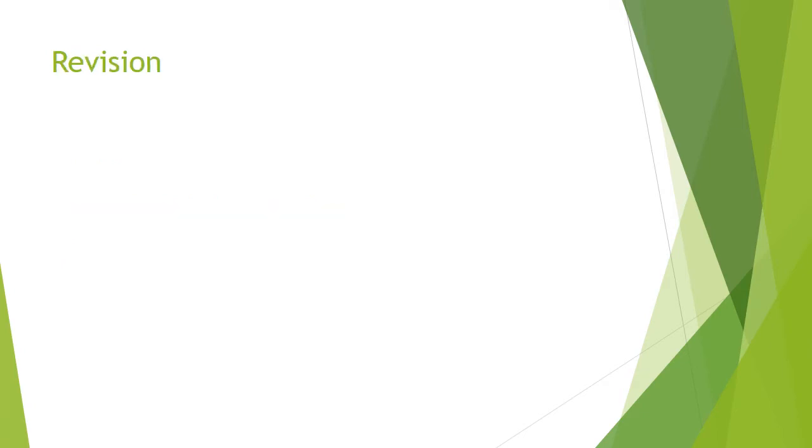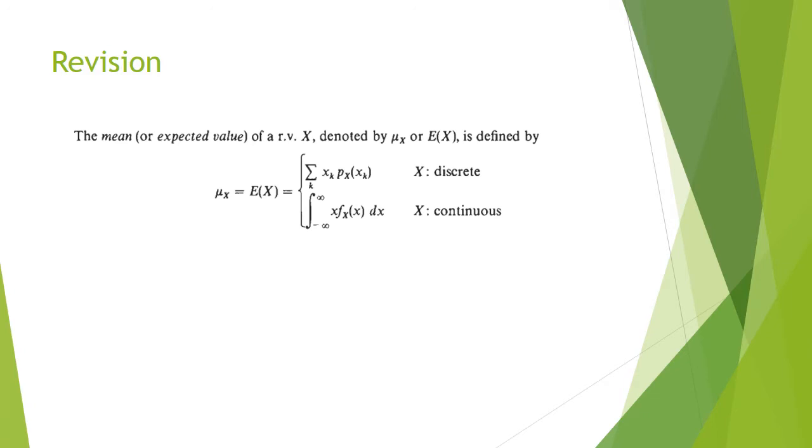So coming to revision, we have so far seen that the mean of a random variable is given by mu x, or it is called expectation of x, which will be summation over k of xk p of xk. We have denoted it as fx of xk, so it can be denoted either as probability of xk or fx of xk. When x is discrete, it will be a summation. When x is continuous, it will be the integral from minus infinity to infinity of x fx of x dx.